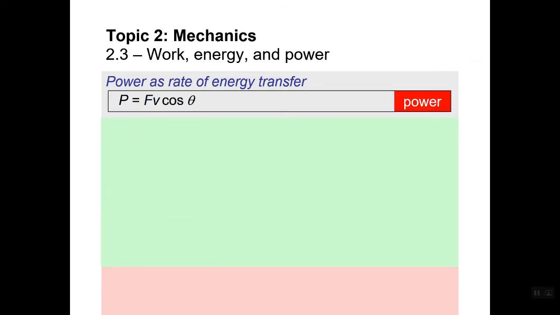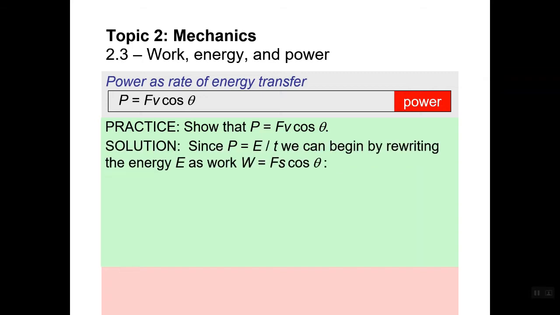Power equals force times the velocity times cosine theta. We derive this equation. Since power equals energy over time, we can begin by rewriting the energy as work. So work done equals force times the distance moved in the direction of the force, which is F times s times cosine theta. We learned this in our previous lesson.